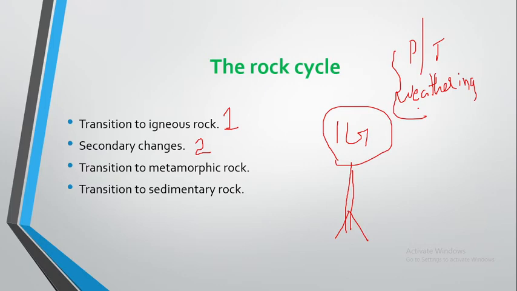In some cases, when extreme temperature and pressure conditions persist, this igneous rock will again convert to magma, or it may convert to metamorphic rock, or it may convert to sedimentary rock. This entire process is what we call the rock cycle. So first is the transition to igneous rock. Second is the secondary changes, which include pressure change, temperature change, weather conditions, everything. Then transition to metamorphic rock is another process. Then transition to sedimentary rock, which includes the diagenesis process, everything. So these are the main processes that occur in the rock cycle.